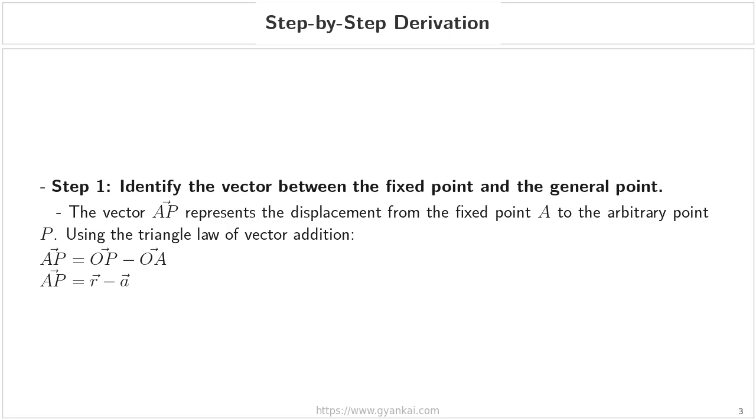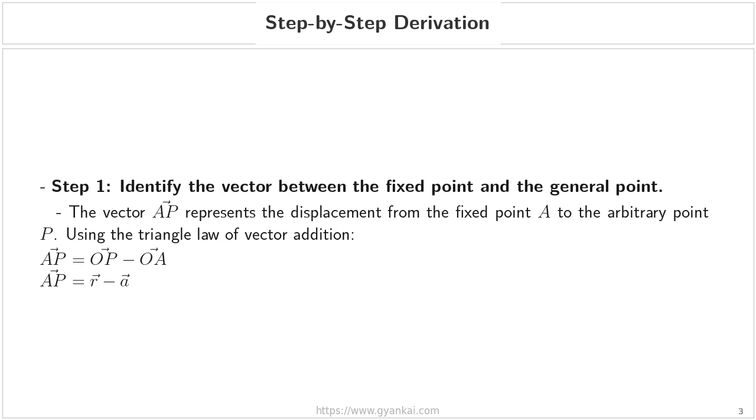In step 1, our goal is to find a vector that connects our known starting point to our unknown point. We look at the vector AP, which represents the displacement or the movement from point A to point P using the triangle law of vector addition. We can express this displacement by subtracting the position vector of our starting point from our destination. In other words, vector AP equals vector OP minus vector OA.